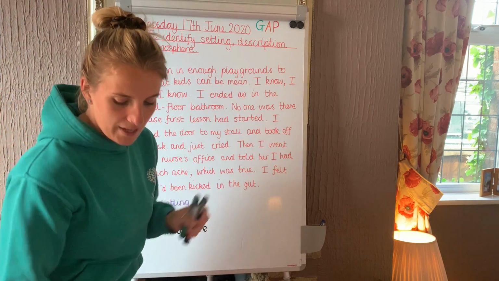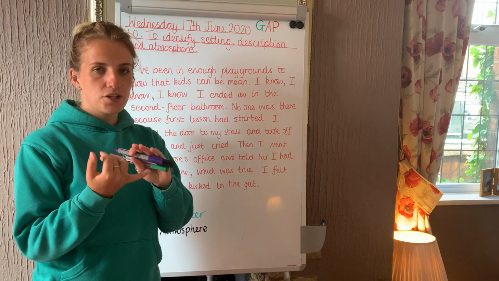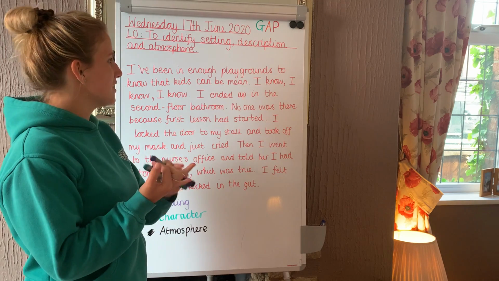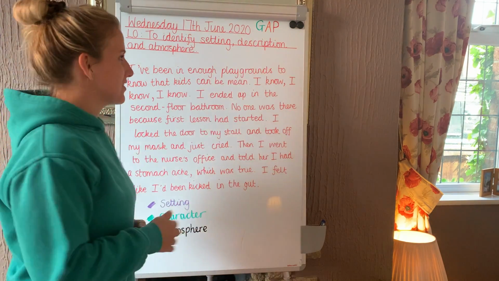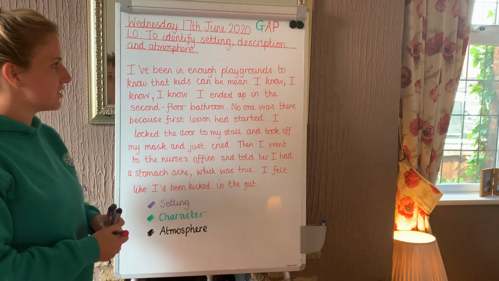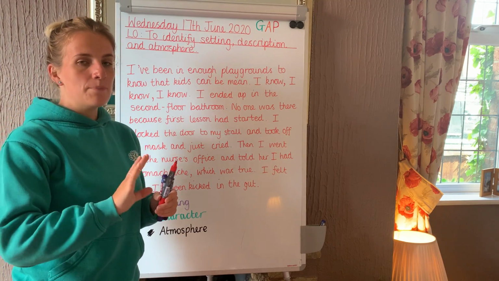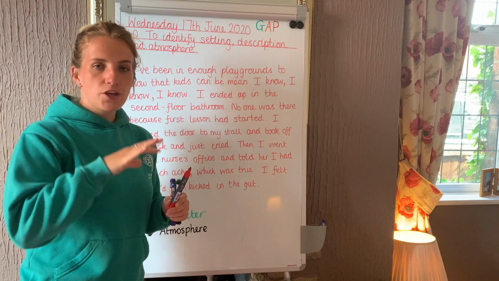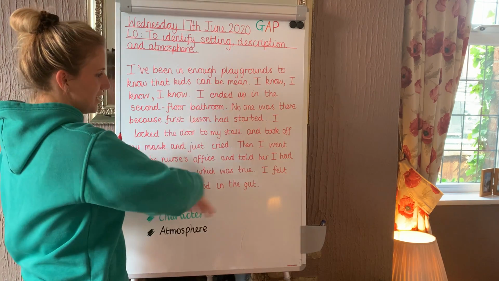I have just written it because what we need to do is identify how authors use setting, description and atmosphere. That's meant to be characters. So setting, characters and atmosphere, which I've got written just down here. We need to think about all of those three things and how they were used yesterday in the video that we watched, and now how they are used in here.